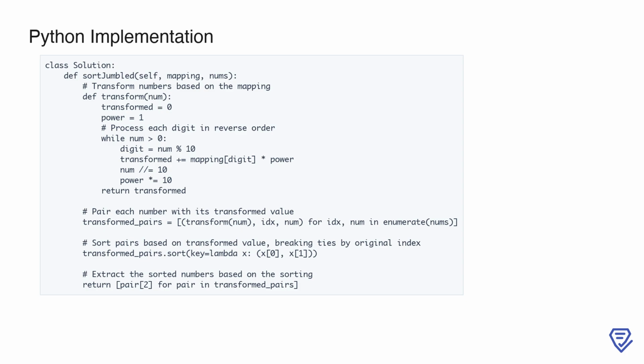4. Sorting the pairs. The transformed_pairs list is sorted using a lambda key function. The key sorts primarily by the transformed value and secondarily by the original index to maintain stability. 5. Extracting the sorted numbers. After sorting, the original numbers are extracted from the sorted list of tuples, resulting in the final sorted array.